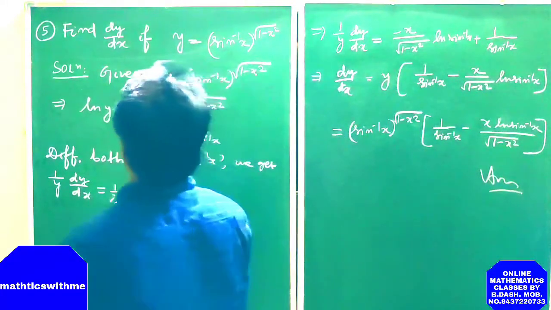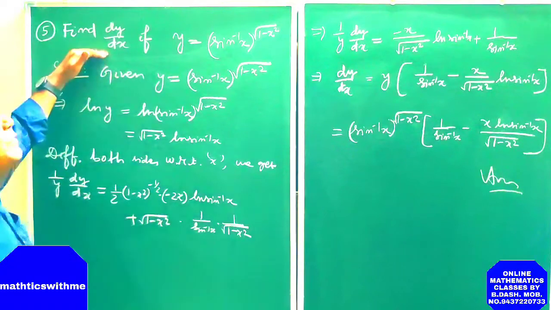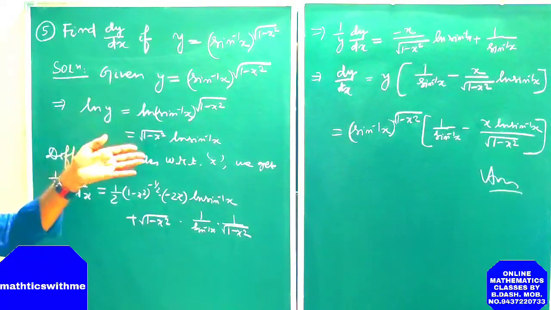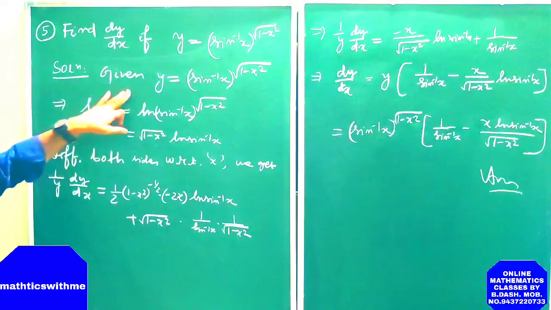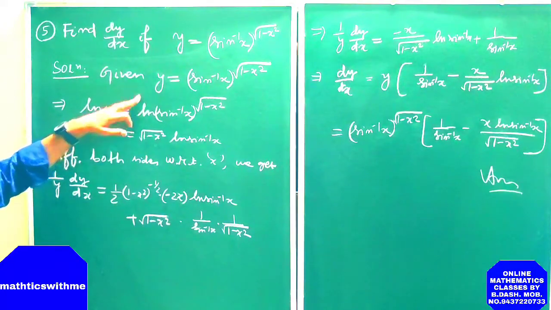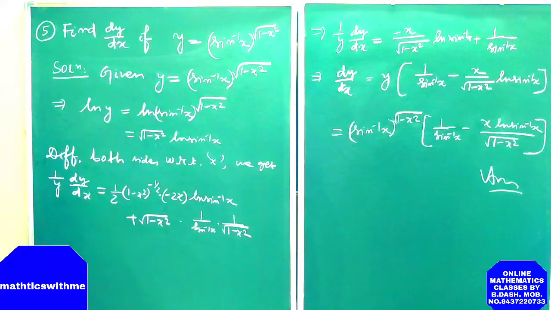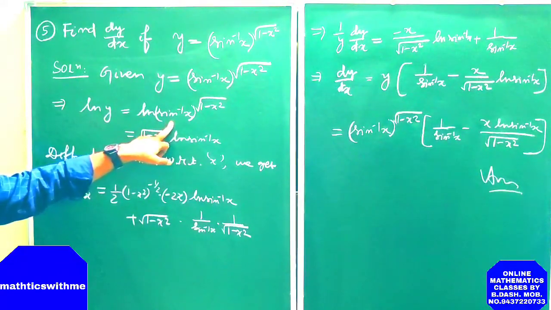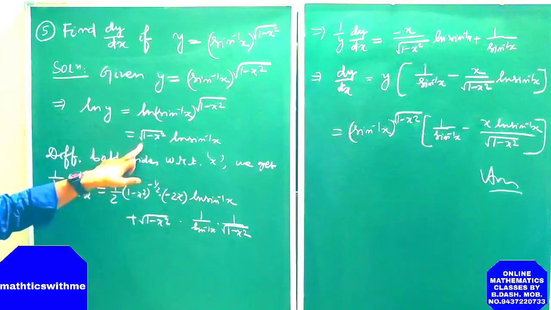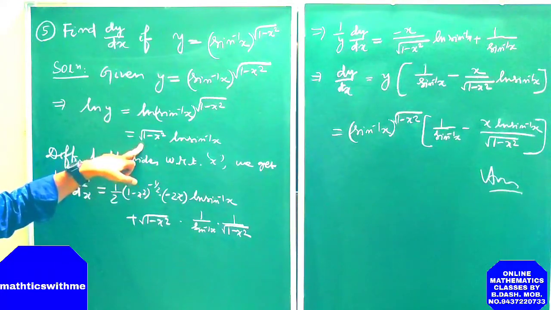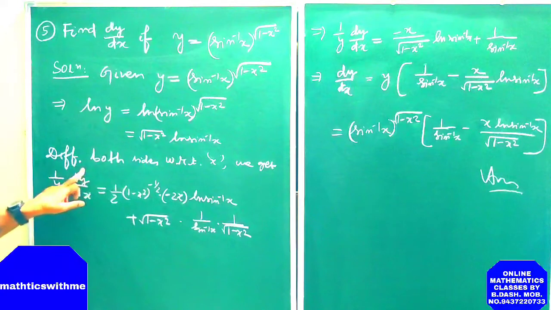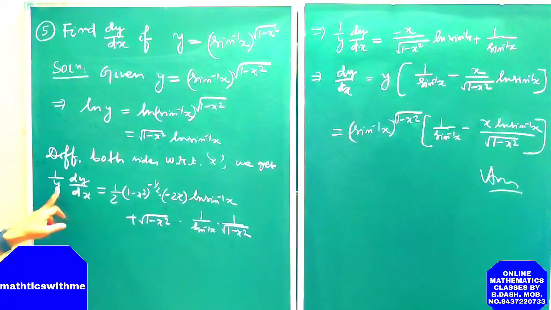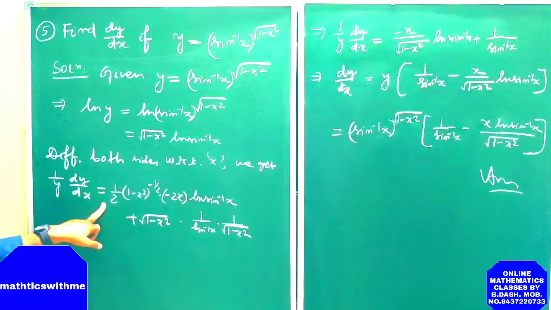So here we have to find dy by dx, where y is equal to sine inverse x to the power root over 1 minus x square. Taking ln, ln y is equal to ln of sine inverse x to the power root over 1 minus x square. This is root over 1 minus x square into ln sine inverse x. Differentiating both sides with respect to x, we get 1 by y dy by dx.